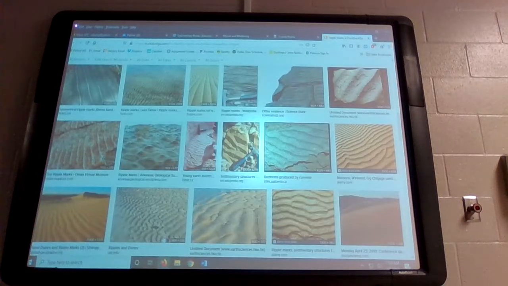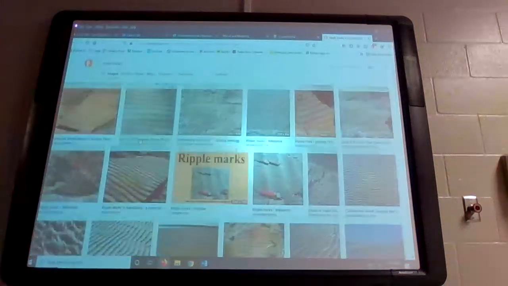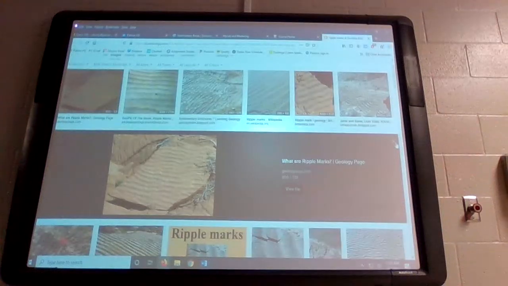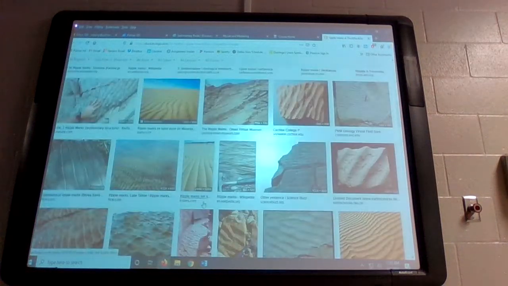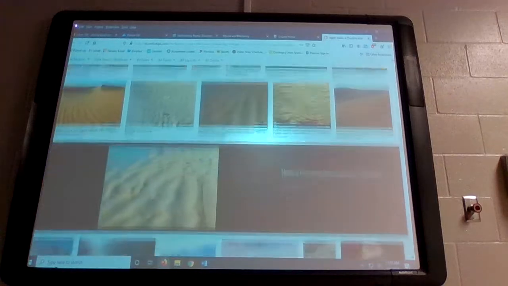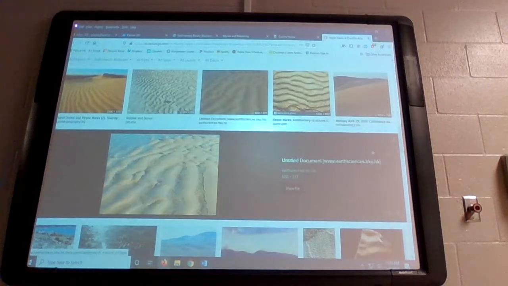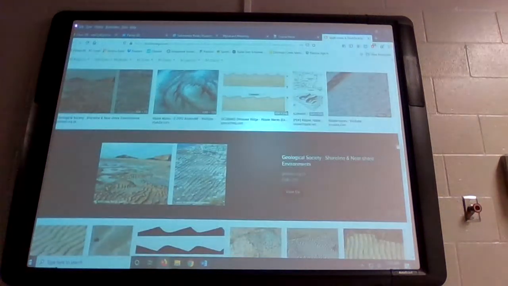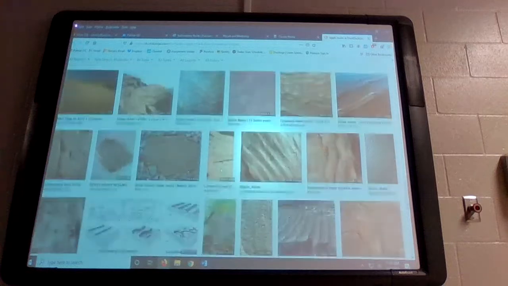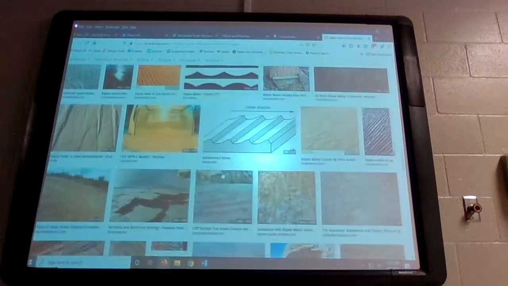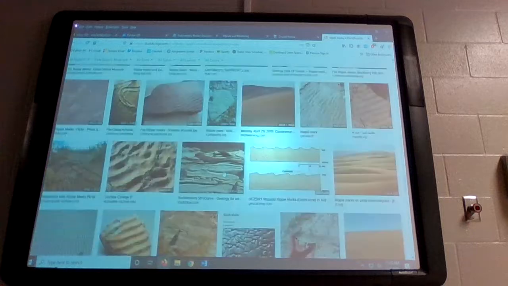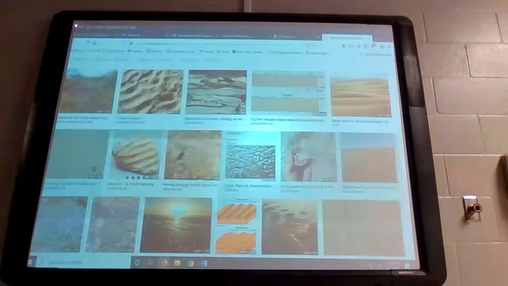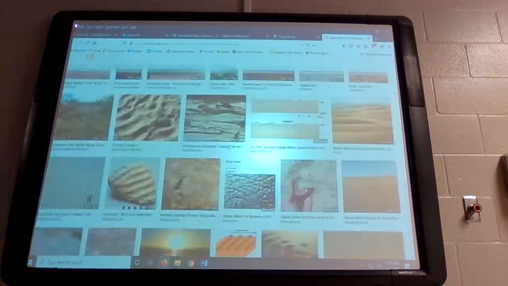These ripple marks are caused by flowing water. So the wind blowing sand looks a little bit different than ripple marks. Ripple marks are caused by flowing water. You can kind of see it here. This is partially underwater. Trying to see if I can find some better pictures of it actually forming. Yeah, I think that'll be good enough. You've got to have some sort of current. You've got to have some sort of water pushing these around.